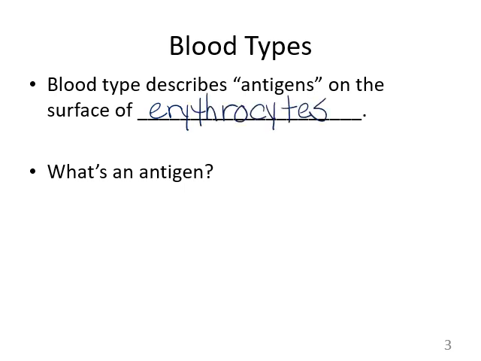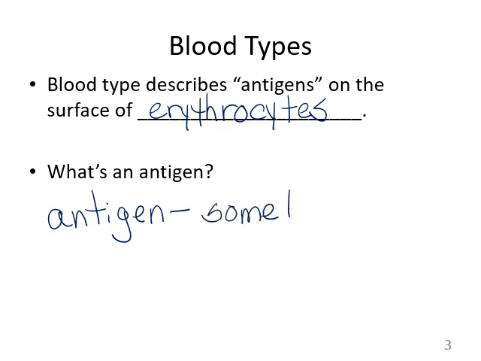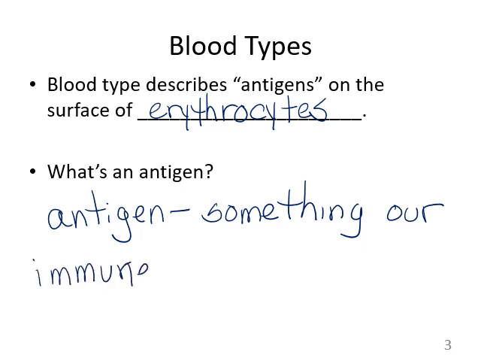We discuss blood type at kind of an odd time because we haven't really learned about the immune system yet. So for right now, I'm going to give you the quick and dirty definition of antigen. An antigen is something, usually a protein, that our immune system recognizes. And in this case, these little proteins that the immune system recognizes are on the surface of our red blood cells.